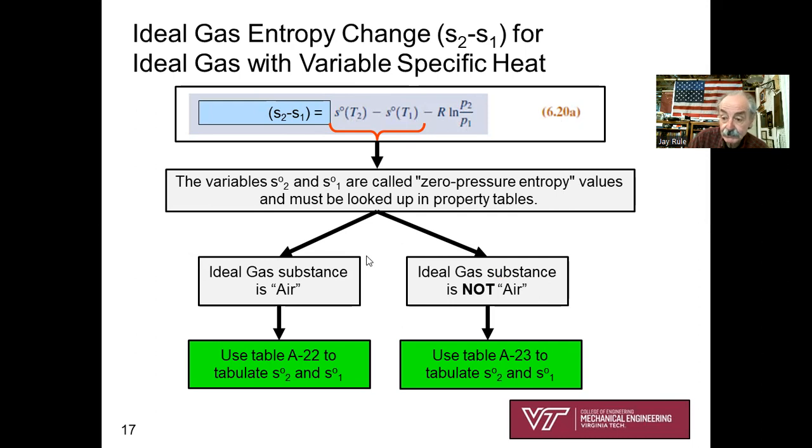Now, back to decision trees. Do we have the substance air? If we have the substance air, we go to table A22 and look up S02 and S01. Easy. If we do not have air, and we've got CO2 or carbon monoxide or pure nitrogen, we've got to go to table A23 and ultimately determine S02 and S01, but there's a trick there. So let's look at the tricks.